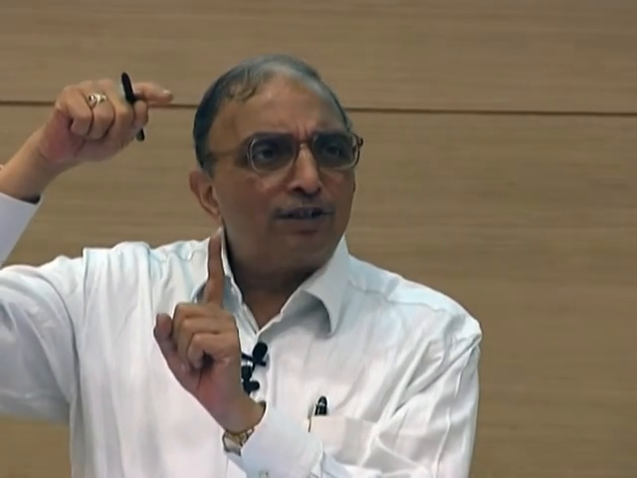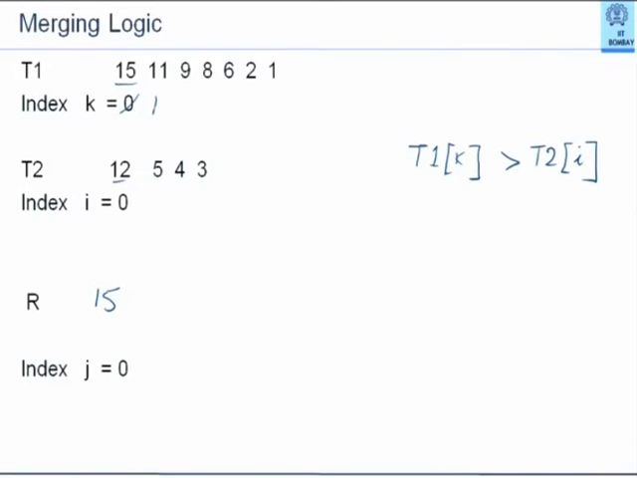So the idea is, I keep looking at two elements, one each from each array, compare, and one of them will go into the resultant array. Whichever element goes, I will increase the index of that array so that I will look at the next element. And I will keep doing this till I proceed to the end. Now that k has become 1, T1[1] and T2[0] will be compared. T1[1] is 11, T2[0] is 12. So that means now it is the turn of the element 12 to go in here, which means this will now become 1.